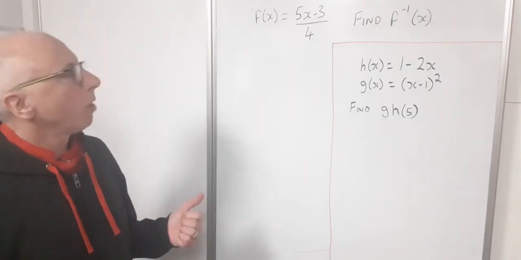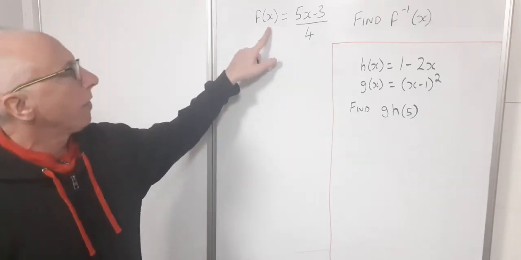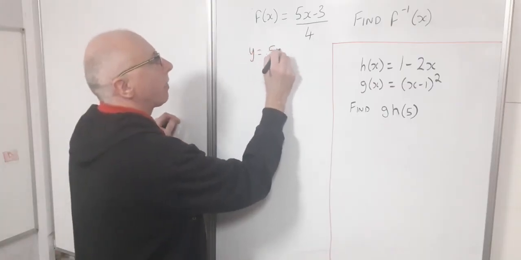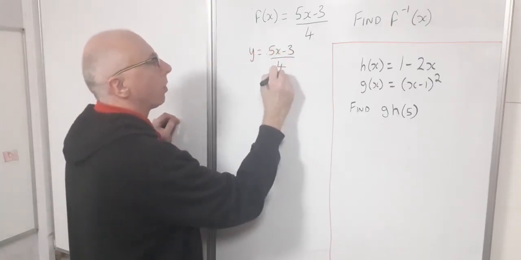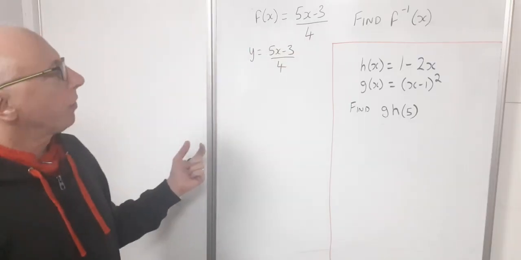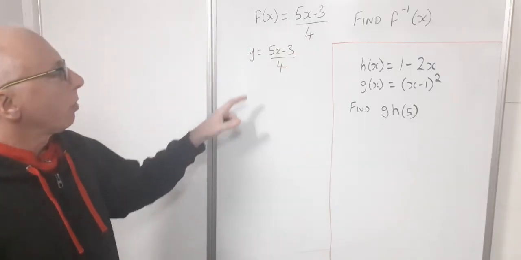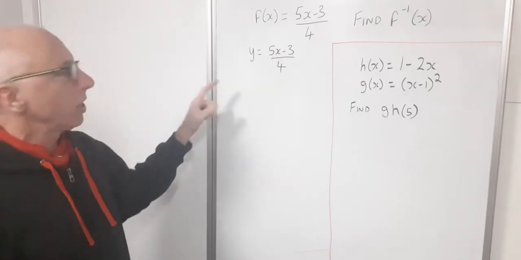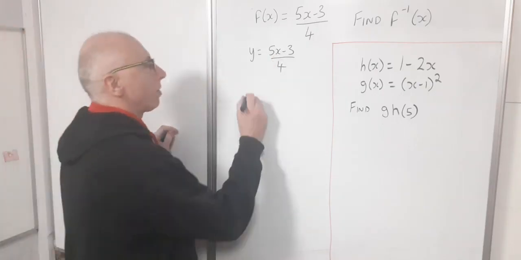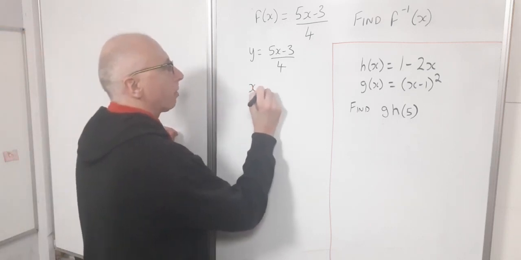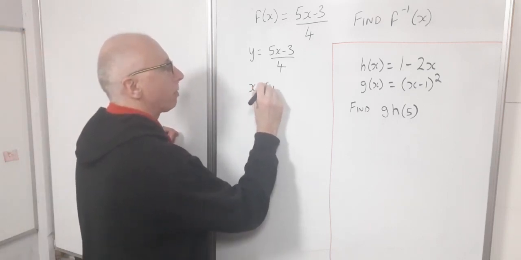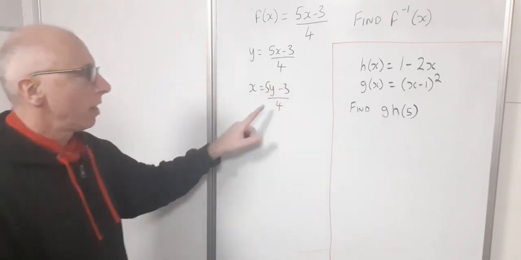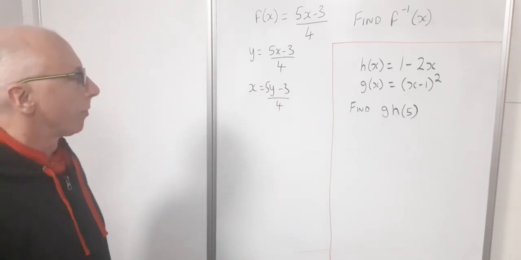Now the way to go about this is, first of all, f of x, we can just write that as y equals (5x minus 3) over 4. Now in order to find the inverse function, we switch the y's with the x's and then make y the subject, like we did here. So now we've got x equals (5y minus 3) over 4. And now we want to get this y on its own.